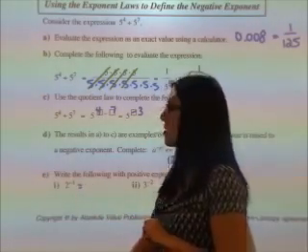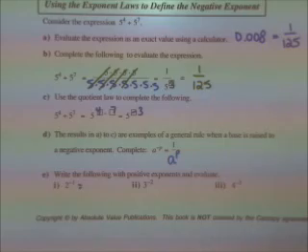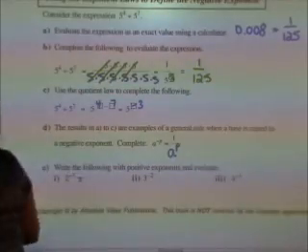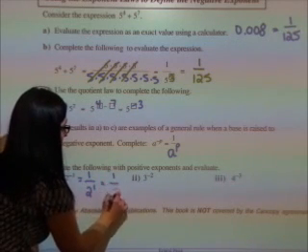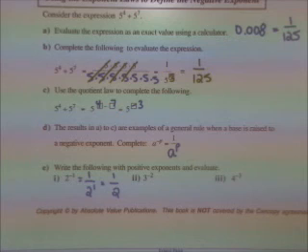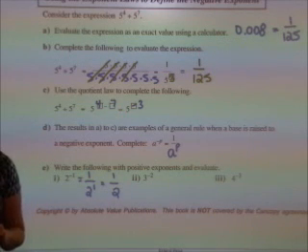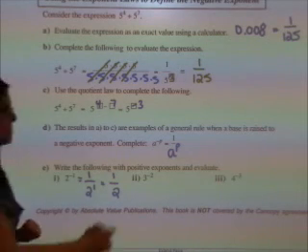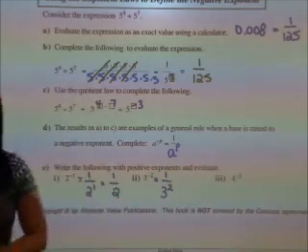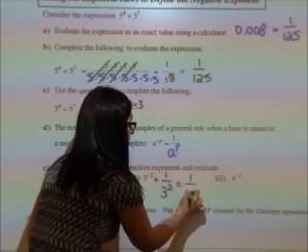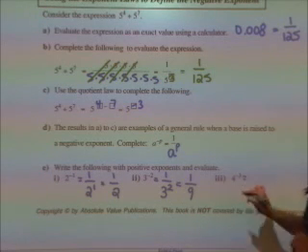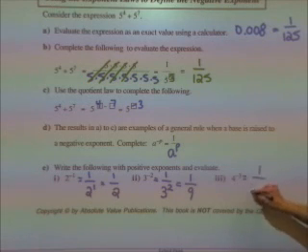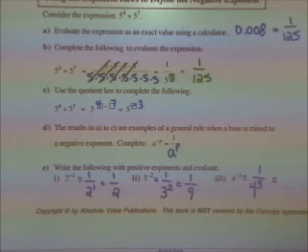So if I had 2 to the power of negative 1, how would I make that a positive exponent? 1 over 2 to the power 1. And what's 2 to the power of 1? 2. So this would give me 1/2. If I had 3 to the power of negative 2, how would I make that a positive exponent? 1 over 3 to the power of 2. And what's 3 to the power of 2? 9. So this becomes 1 over 9. And if I have 4 to the power of negative 3, 1 over 4 to the power of 3, and 4 to the power of 3 is 64, so I get 1 over 64. And you can use your calculator to verify these.